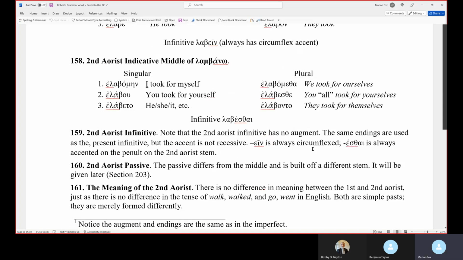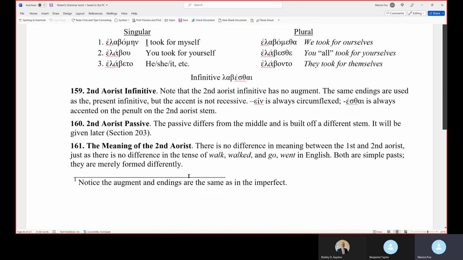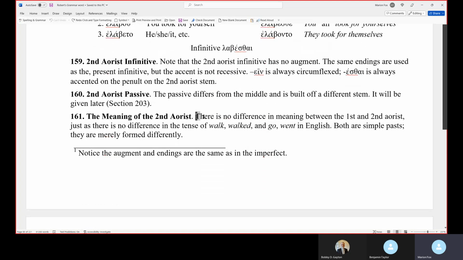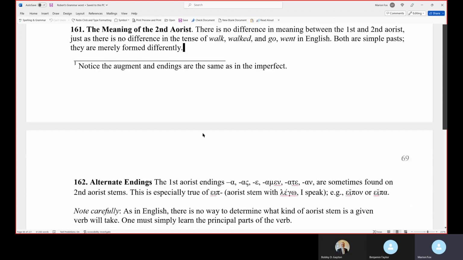All right. So that's what I was trying to show you with regard to that. This is section 159. The passive differs from the middle and is built on a different stem. It'll be given later in section 203, so we'll have several more lessons before we get into the aorist passive. All right. The second aorist in meaning is no different than the first aorist. The only difference is its form. It's merely formed differently. So don't look for it to be different in meaning. It's just different in form. So the aorist still has the same meaning as the aorist. Right?